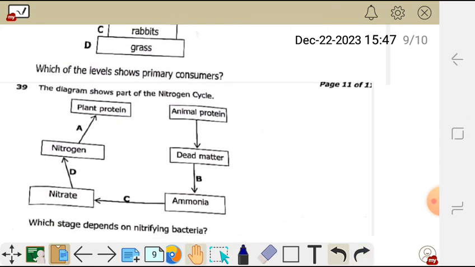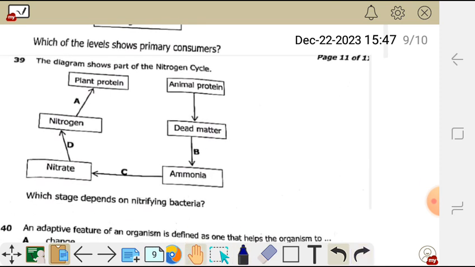Question 39. The diagram shows part of the nitrogen cycle. So this diagram is showing part of the nitrogen cycle. Then which stage depends on nitrifying bacteria? So nitrifying bacteria convert ammonia to nitrate. Those are nitrifying bacteria. So the correct answer is C.